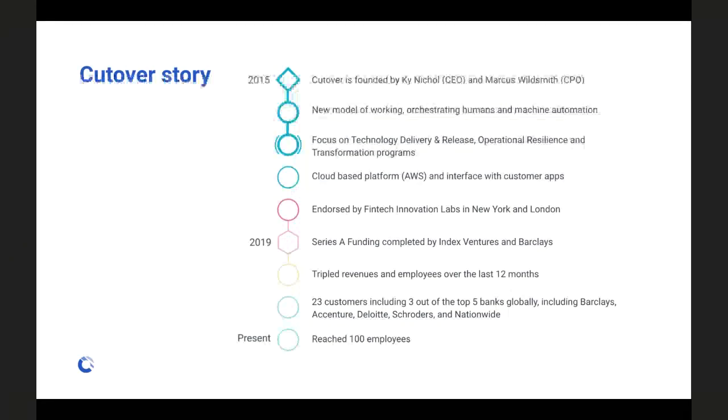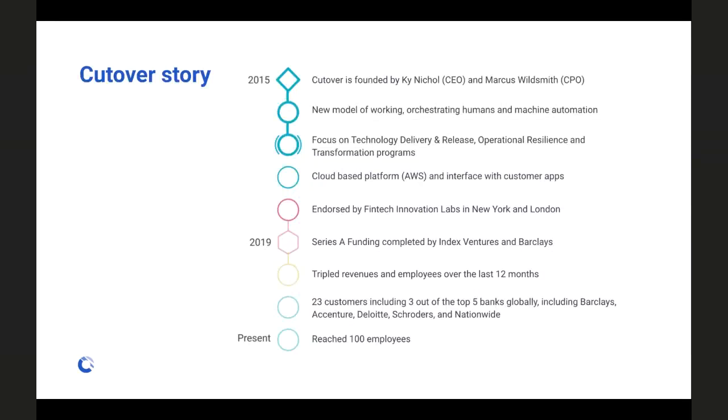And on the back of that, Kai entered some of the innovation labs in New York and in London, and that's when we started working with one of our first clients at Barclays and JPMC. Since then, we've actually tripled, I think, last year in numbers in terms of employees. We went from one squad of engineers to 4 squads last year, so quite a rapid growth.